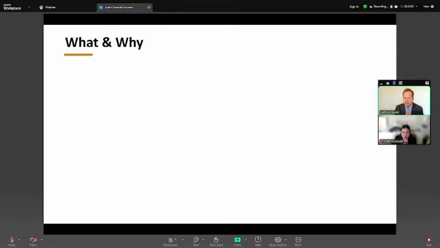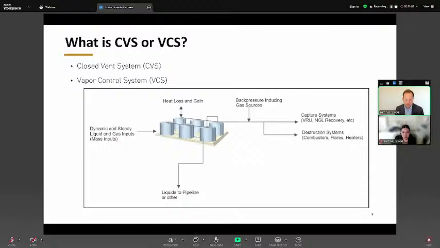So let's get into the details of CVS or VCS. What and why are we doing this? As I mentioned, a CVS is a closed vent system or vapor control system. Basically we're looking at all our inputs coming to our tanks, thermal breathing, so heat and cold loss, whether from a seasonal change or from diurnal changes, as well as any kind of capture system, any kind of destruction device. We're looking at this as a total closed loop system, or a closed vent system. We'll get into the details of a closed loop system very briefly as we go through that.